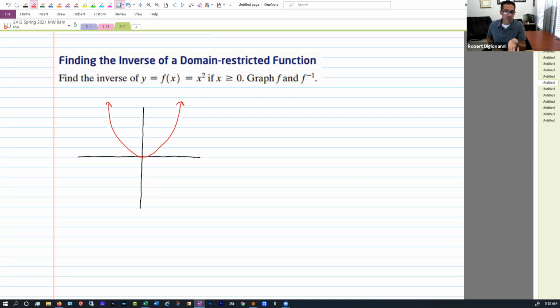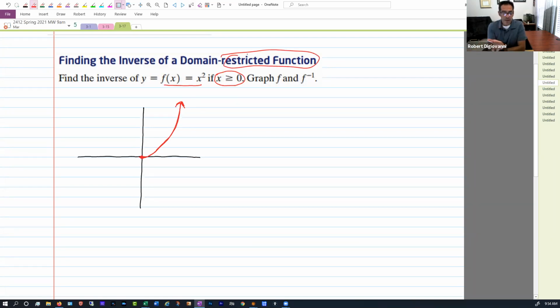Because it fails the horizontal line test. But they're telling us to look at this function for only x greater than or equal to 0. And that's important because what they're telling us is cut off the left-hand side and only look at this graph when x is bigger than or equal to 0. Very important. They're restricting the domain.